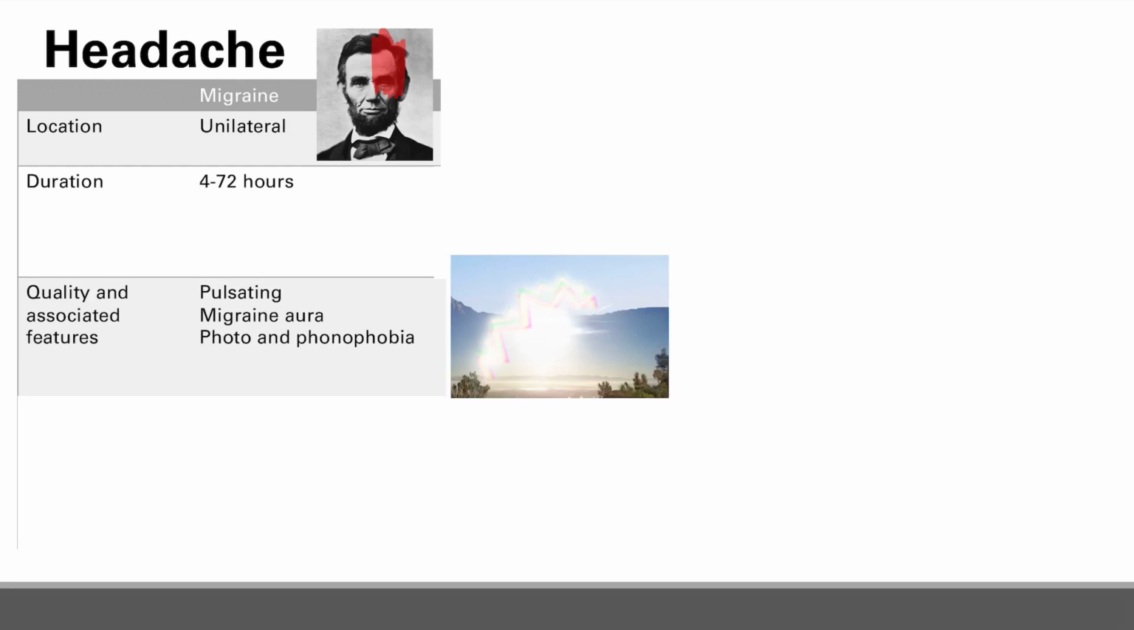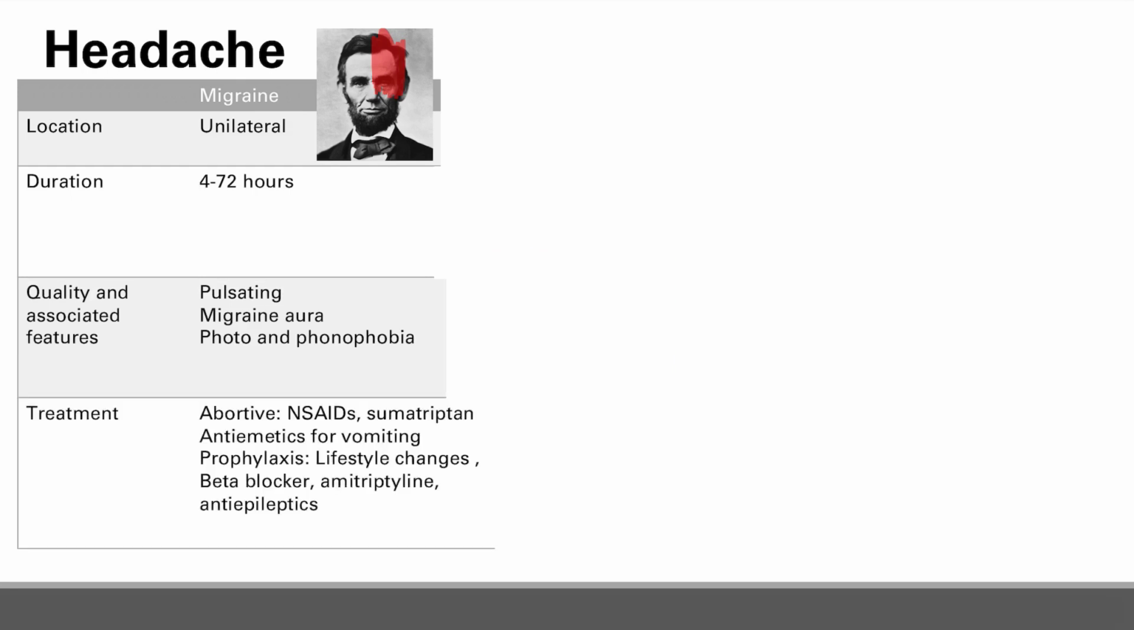What does that mean? Phobia of the photo, of light. So that means light causes them sensitivity, makes their head worse. Phono is sound, so sound makes their headache worse. The way you treat this is there's two things. You want to abort the headaches and you want to prophylax the headaches. So abortive therapies include just pain medications such as NSAIDs that decrease inflammation. And there's something called sumatriptan. So NSAIDs and sumatriptan to abort the therapy.